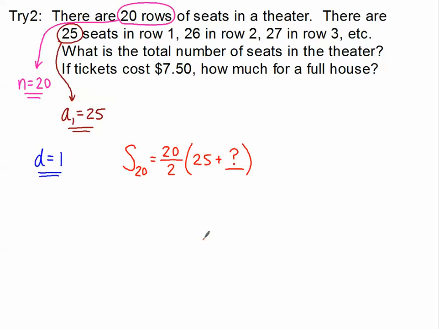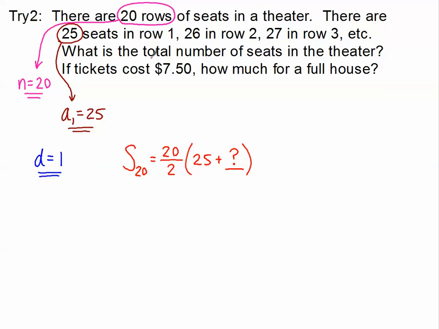So I've worked a little bit of this for you just to get you started if you're having trouble or if you want to start to check. It says there are 20 rows of seats, so that is how many terms I have. N is 20. It says 25 seats in row 1, so that is what my first term is. A sub 1 is 25. And since it goes from 25 to 26 to 27, that is an arithmetic pattern where D is equal to 1. So these are some numbers that I'm most likely going to need.